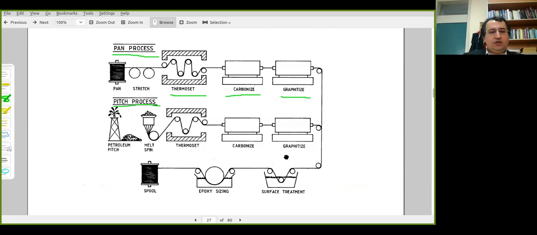Do you have any questions or comments on this part? Any questions or comments?